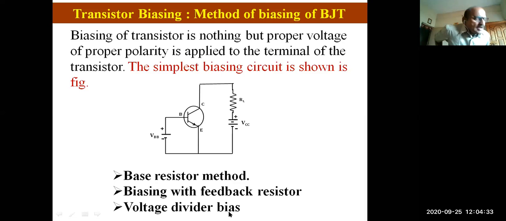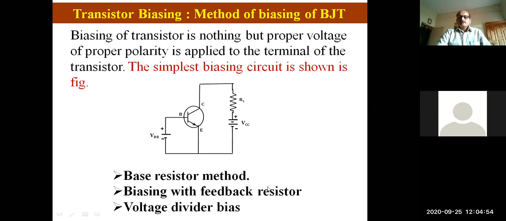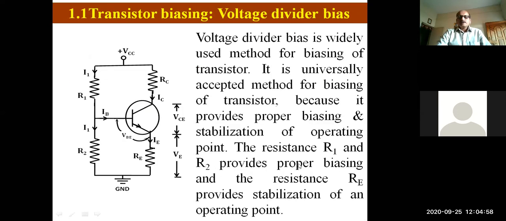Biasing of a transistor is nothing but the proper voltage of proper polarity being given to the terminals of a transistor. Now there are 3 different types of biasing: base resistor method, biasing with feedback resistor method, voltage divider bias method.